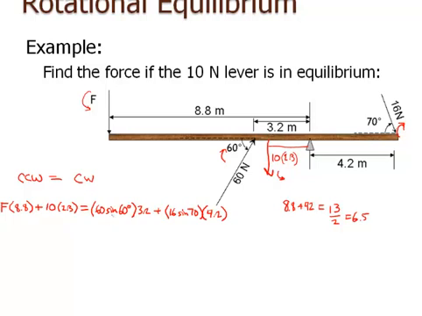I multiplied a few of these out ahead of time. The 60 sine 60 times 3.2 works out to be 166.27 newton meters. And then the 16 sine 70 times 4.2 works out to be 63.15 newton meters. And so that gives us a total clockwise torque of 229.42 newton meters.